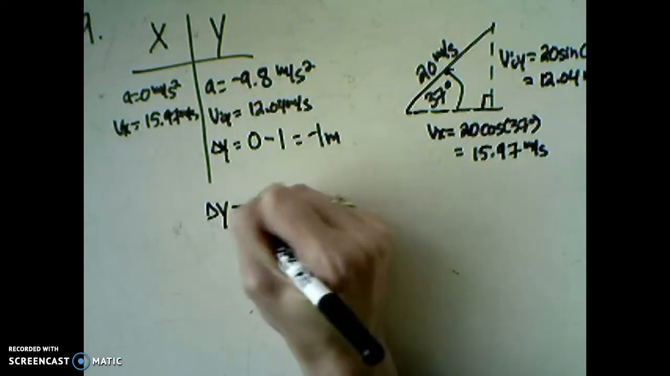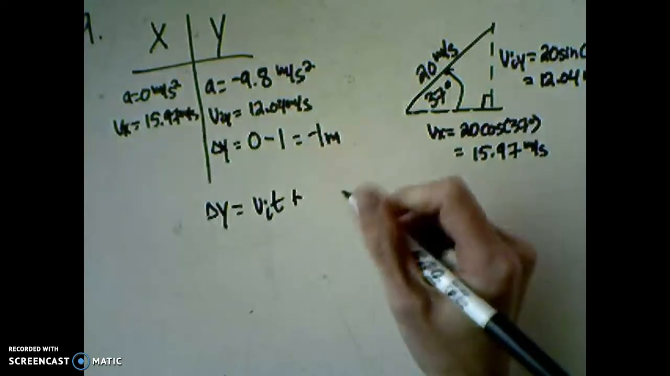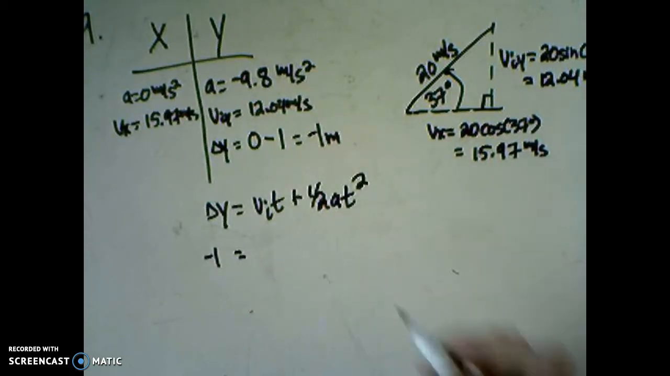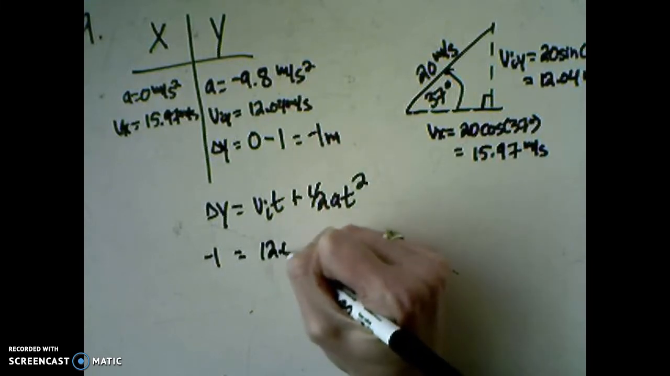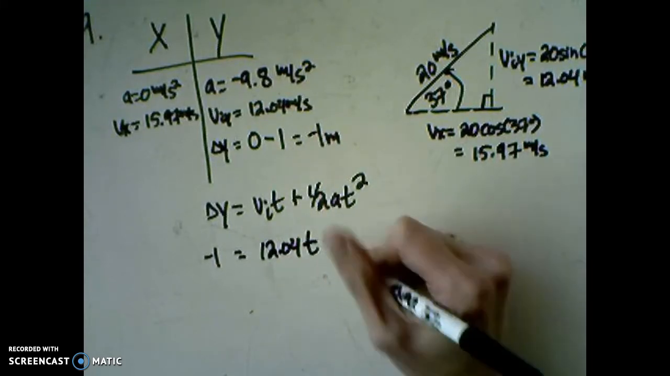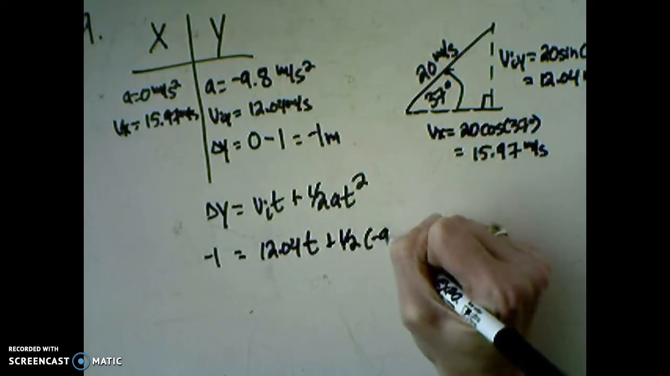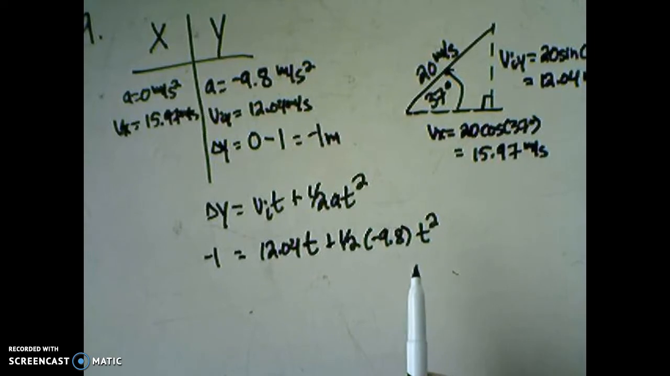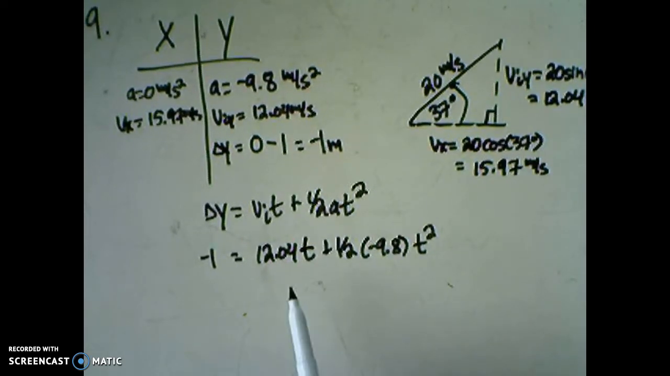So let's go ahead and fill in to our equation. Delta y equals v_iy t plus 1/2 a t squared. Delta y is negative 1. v_iy is 12.04 times t plus 1/2 times negative 9.8 times t squared. And this is where you have to be careful. Again, this is a quadratic equation to solve, but if you're solving the negative b plus or minus square root of b squared minus 4ac all over 2a equation, you have to move this 1 first. You would add 1 to both sides, and that would become your c value.